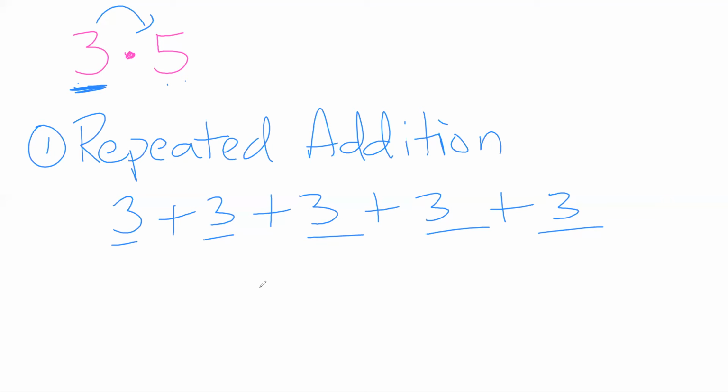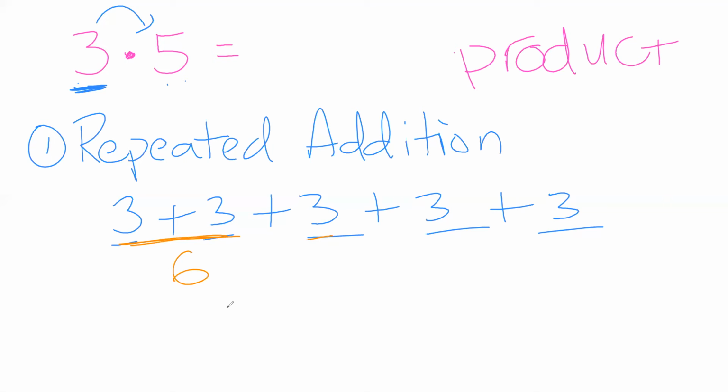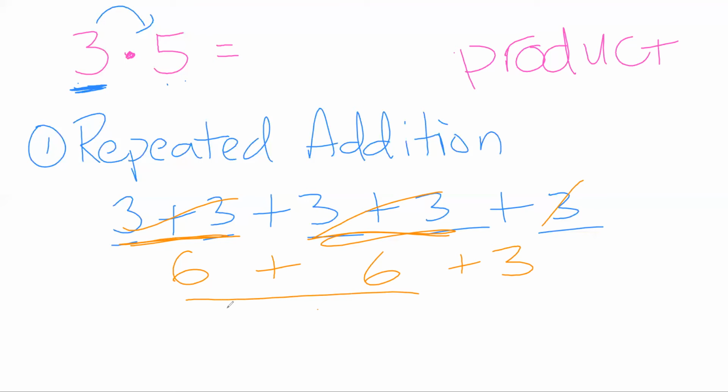What's cool about this is the greatness of doubles facts, because if I wanted to solve 3 times 5, if I wanted to know the product, which is the term we use for the answer to a multiplication problem, I would say, okay, 3 plus 3 is 6, doubles facts. 3 plus 3 is 6, doubles facts. And then I've got another 3 hanging out. So 6 plus 6, doubles facts, plus 3 is going to get me 15. And 3 times 5, or 3, 5 times, is 15. So that's one way we can think about this repeated addition concept.